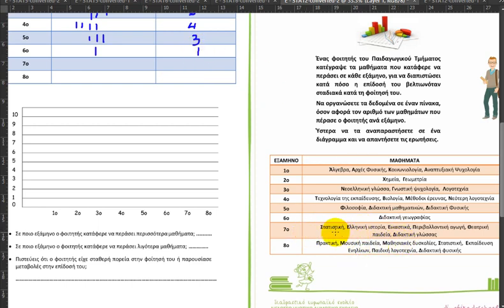Then in the seventh one, 1, 2, 3, 4, 5, 6. Wow. Seventh one was pretty good. Wait, how many? Oh, gotta count again. 1, 2, 3, 4, 5, 6. Okay, so we're good. And then the last one, 1, 2, 3, 4, 5, 6, 7. All right.